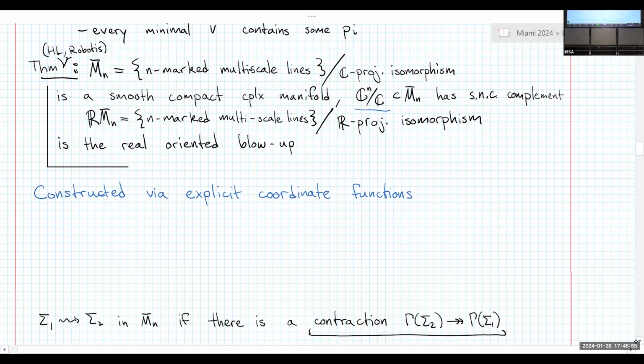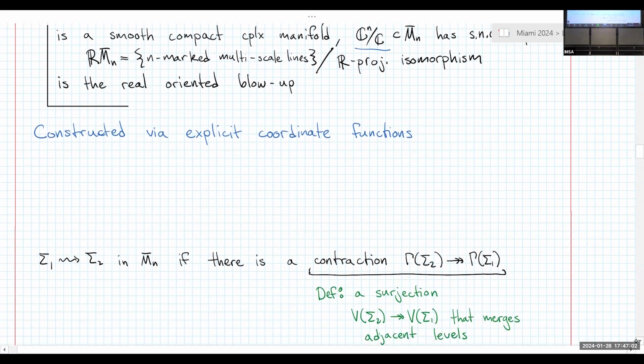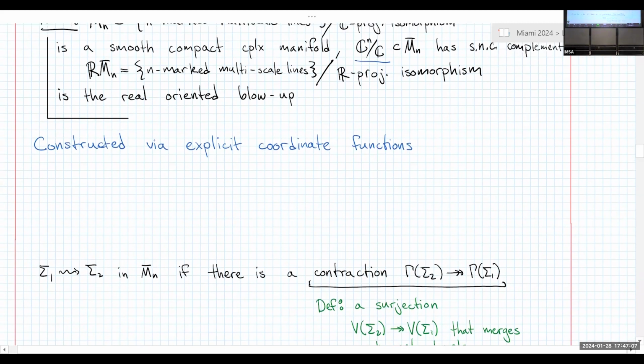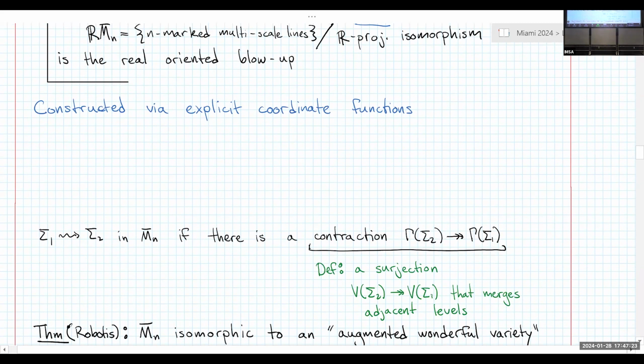Also, maybe this is a less interesting thing for people who study moduli spaces more from this geometric perspective anyway. But I would like to say a little bit about what the boundary looks like. So the strata: when does a marked multiscale line degenerate to another marked multiscale line in this moduli space? That's if there's a contraction of the dual graphs.